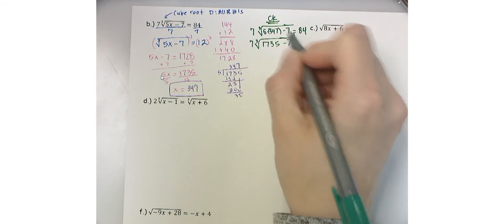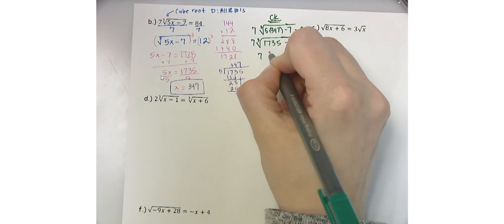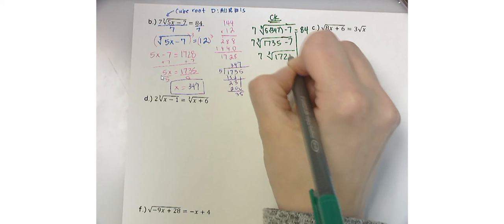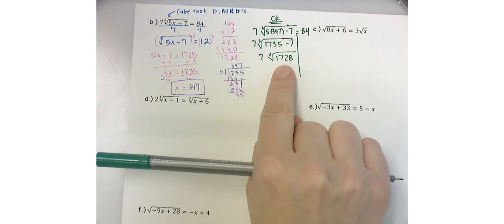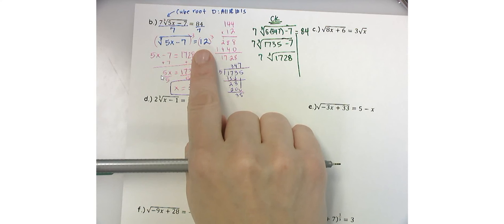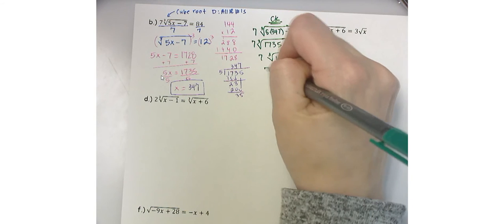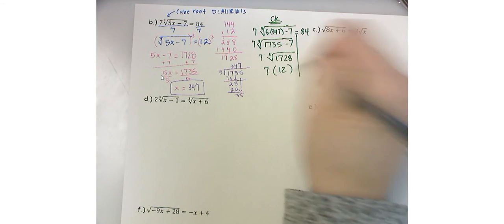84. Okay, like I said, for the cube root, really your domain doesn't have any restrictions, so your check would be something that you could just do in your head to make sure that you did all of your correct steps here.